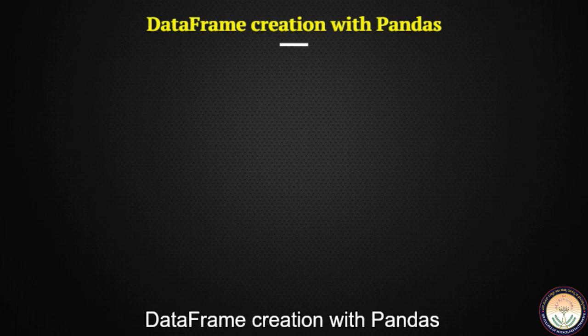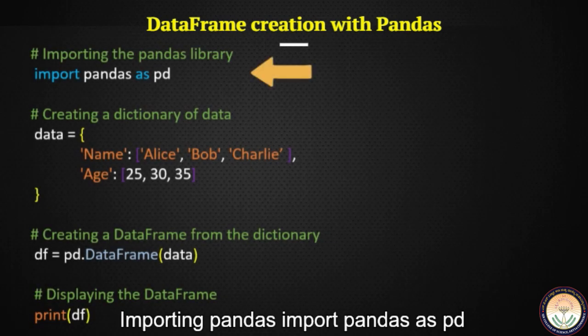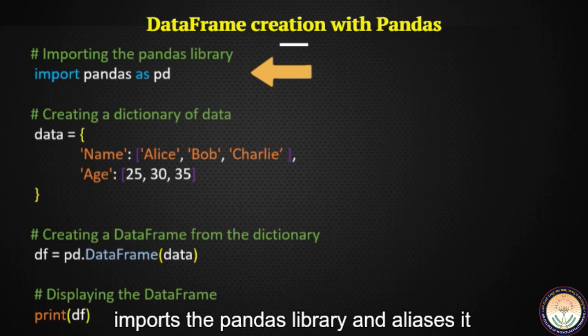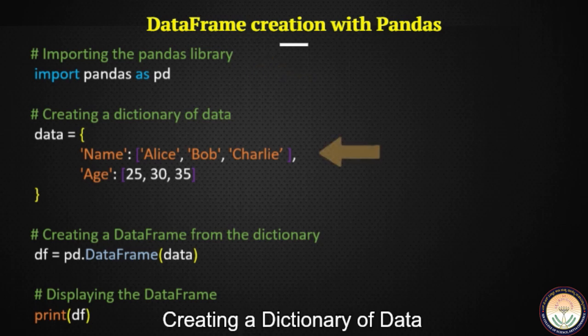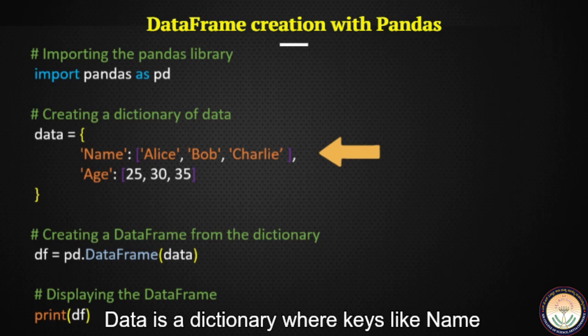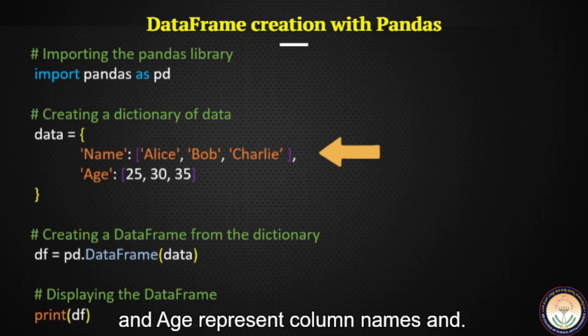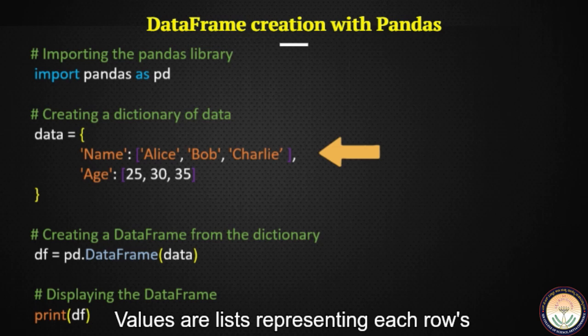Data frame creation with pandas. Importing pandas. import pandas as pd imports the pandas library and aliases it as pd to simplify function calls. Creating a dictionary of data. Data is a dictionary where keys like name and age represent column names and values are lists representing each row's data.